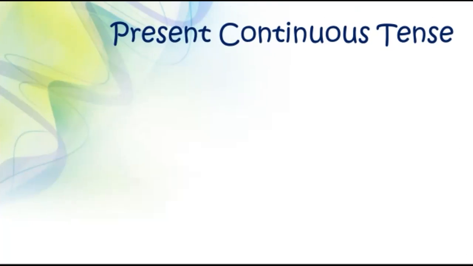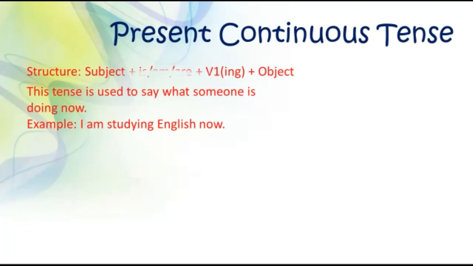Next, present continuous tense. Its structure is subject plus is/am/are plus V1 in the ing form plus object. Present continuous tells us what someone is doing now. The action is continuing in the present. For example, I'm studying English now. Here, I'm doing it right now. That's why we have used present continuous tense.